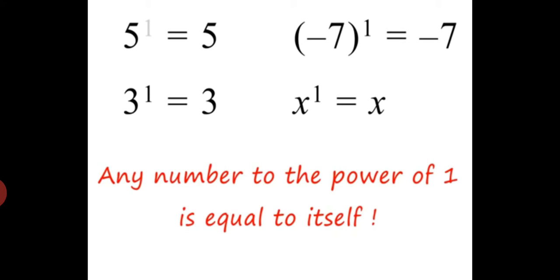Now remember, any number to the power of 1 is equal to itself. That means if we write 5 to the power of 1, this is equal to 5. 3 to the power 1 is equal to 3. Minus 7 to the power 1 is equal to minus 7, or x to the power 1 is equal to x. So any number to the power of 1 is equal to itself.